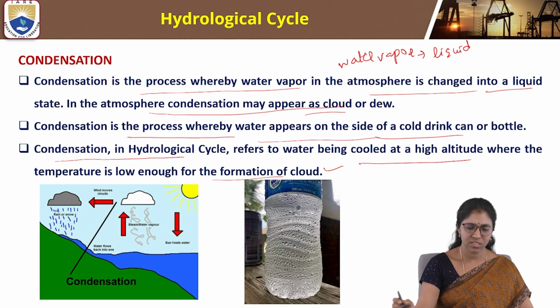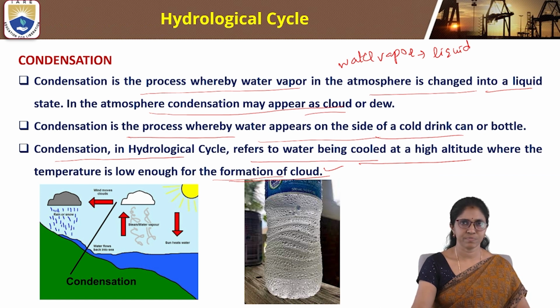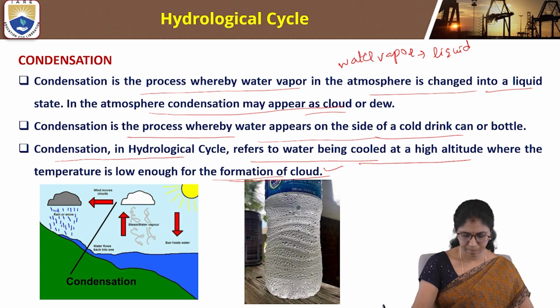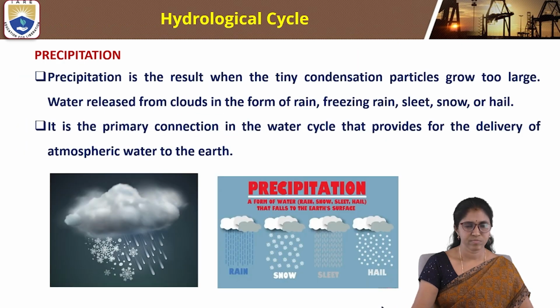So condensation in the hydrological cycle refers to water being cooled at high altitude, where the temperature is low enough for the formation of cloud. This is the condensation process in the hydrological cycle, in which water vapor is converted into liquid, in the form of cloud or dew.